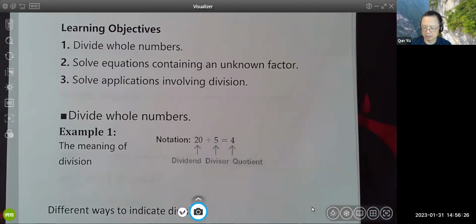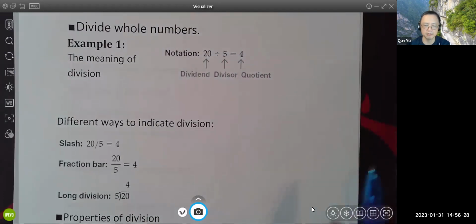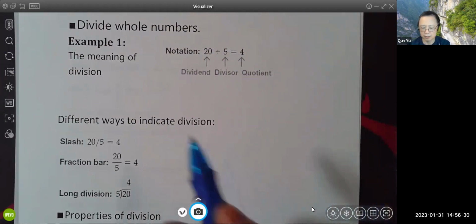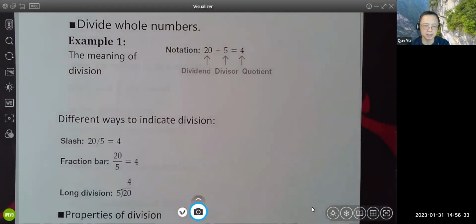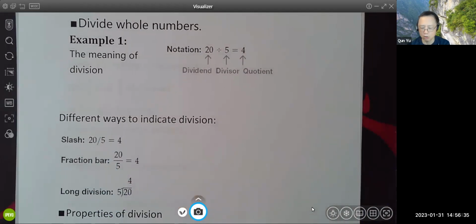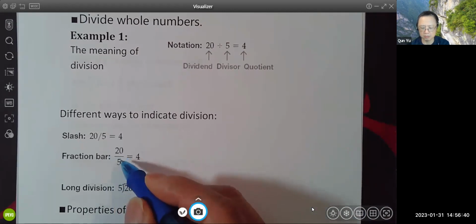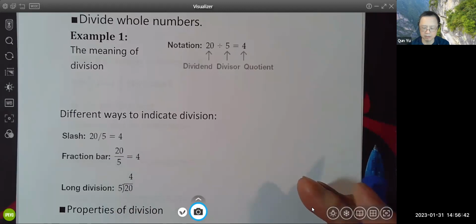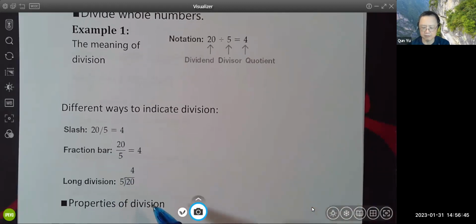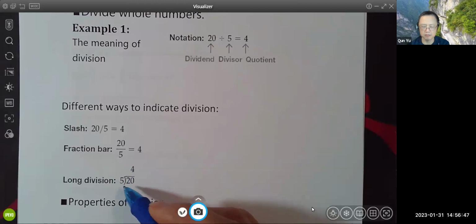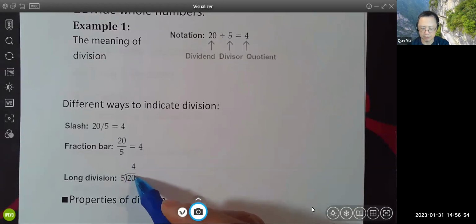Now, there are several different ways to indicate this operation. First, we can use a slash to indicate division, or we can use a fraction bar. Actually, this fraction bar is also called a division bar. That's why it means division. And finally, we can use the long division format. You put the dividend, which is the first number, inside, and the divisor outside, and the quotient will be on the top.